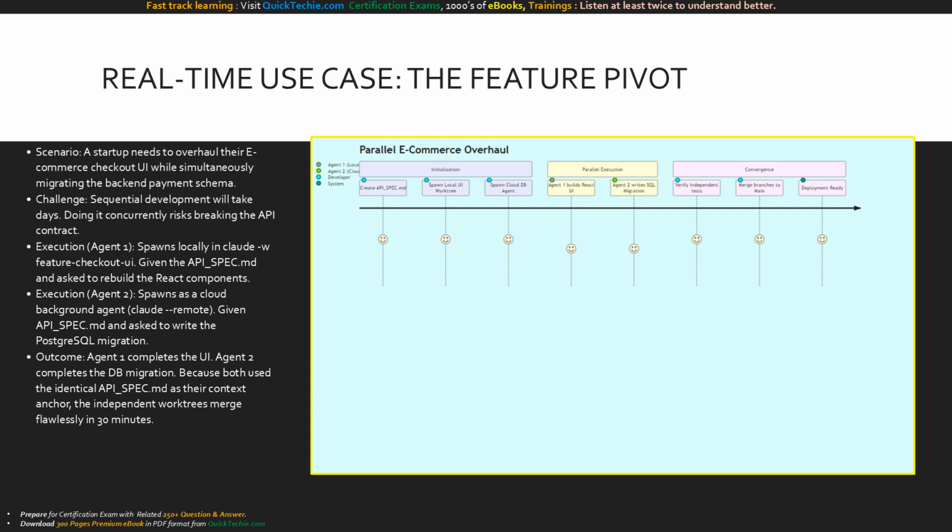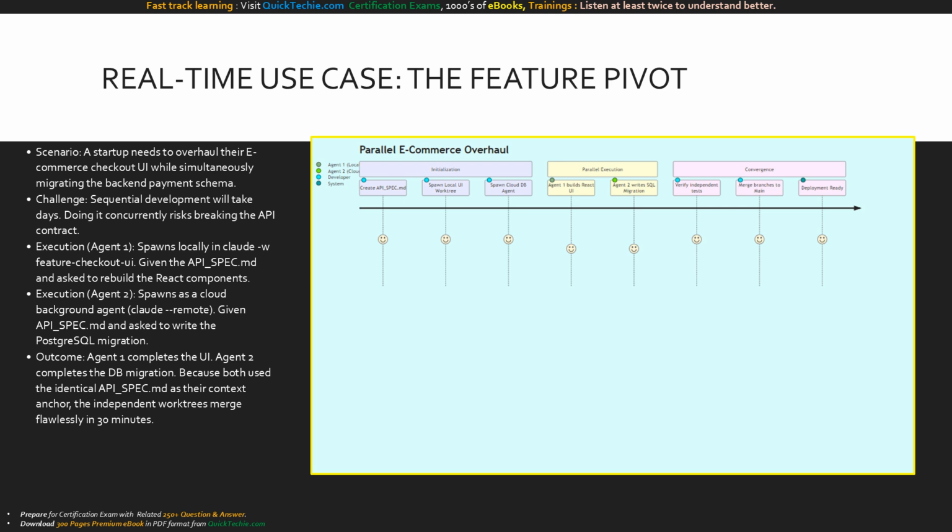Follow the journey of our parallel overhaul. In initialization, the developer creates the central API specification, then spawns the local UI worktree and the Cloud DB agent. We enter the parallel execution phase, where both agents write complex code simultaneously, without overlap. Finally, in convergence, the developer verifies the independent test suites and merges both branches to main, resulting in a deployment-ready application in record time.